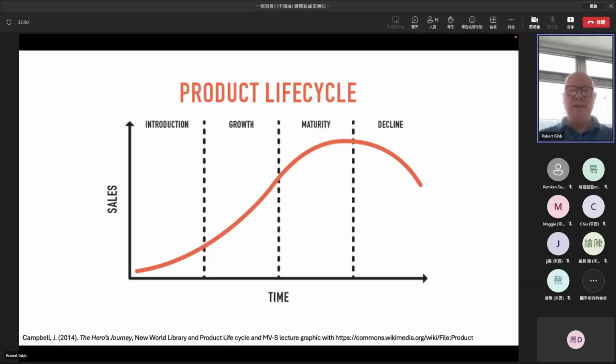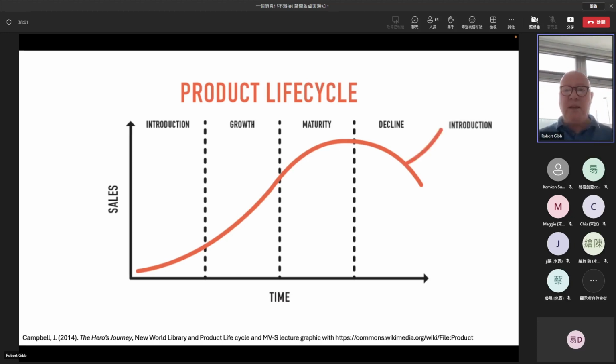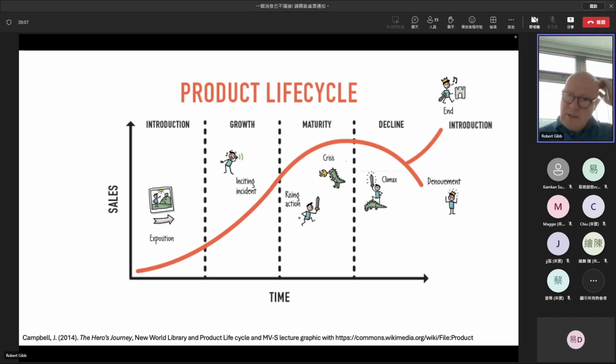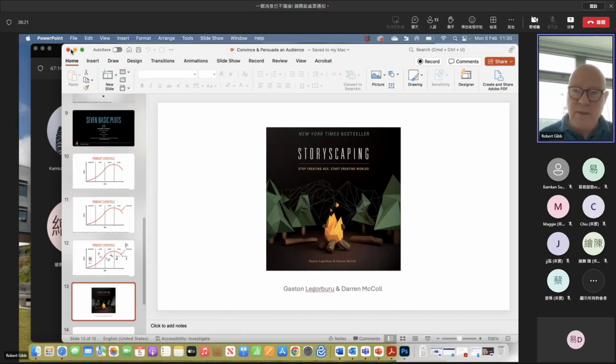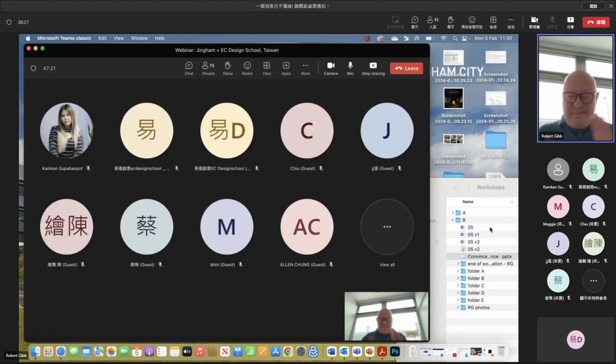This is the life cycle of what you might do in terms of a product, but it works for a narrative, it works for storytelling and advertising, in filmmaking, in music, in books. You may have an introduction, then a growth, maturity, decline, then a reintroduction. And how that actually looks is exposition, inciting incident, crisis, climax, denouement, the end. That's all too brief, by the way. You need to look at Storyscaping as a book, because it's possibly one of the most wonderful narrative structures you can do. So that probably didn't make a lot of sense, but it might.